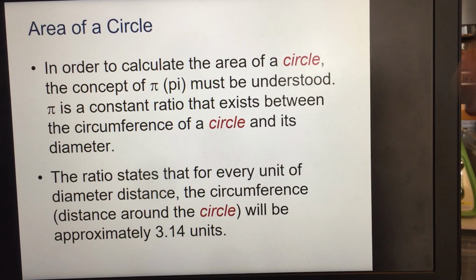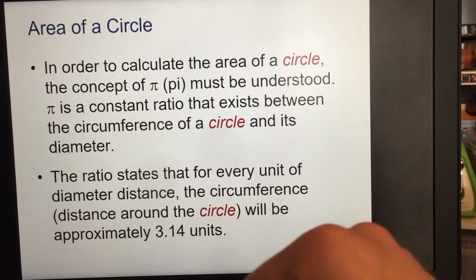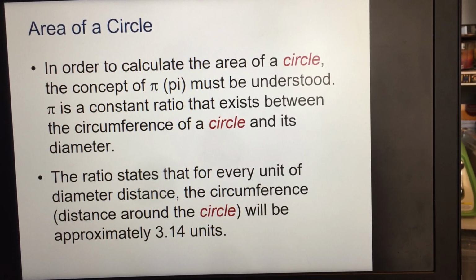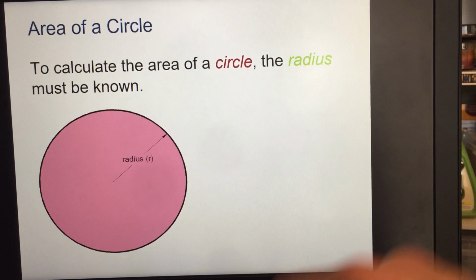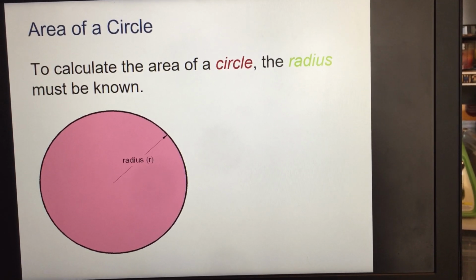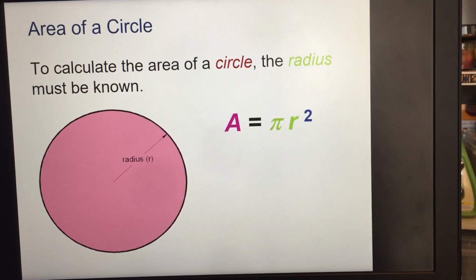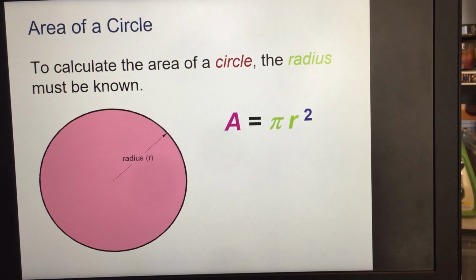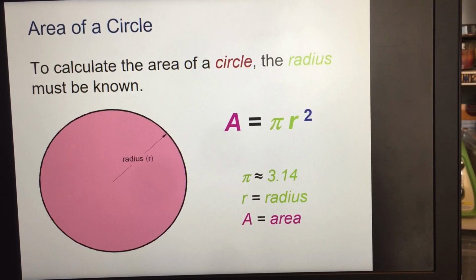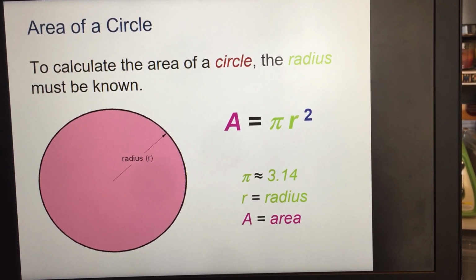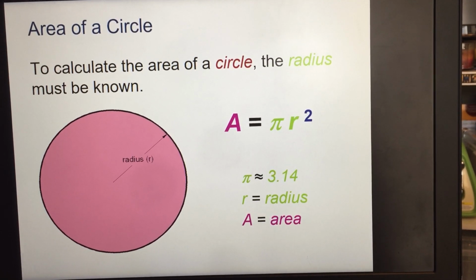For the purpose of this, if you type in your pi button on your calculator, or you literally type in 3.14, we'll be close enough for the purposes of this assignment. So to calculate the area of a circle, it's the radius we need to know, or the diameter, because we could figure out the radius from there. So area is pi r squared, and pi is 3.14. So whatever our radius is, let's do a very simple one. Let's say the radius is 1 inch. 1 times 1 is 1. 1 times 3.14 is 3.14. So if you have a radius of 1, then the area is 3.14.